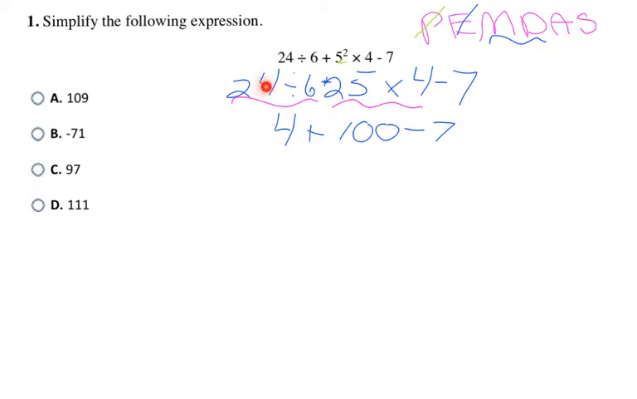So I do whatever comes first in the problem. The same with addition and subtraction. So here I have 4 plus 100 is 104. And then I have my minus 7, which is going to leave me with 97, which is choice C.